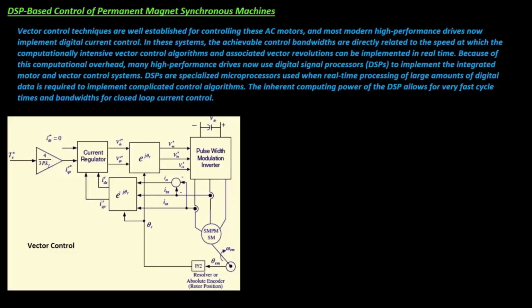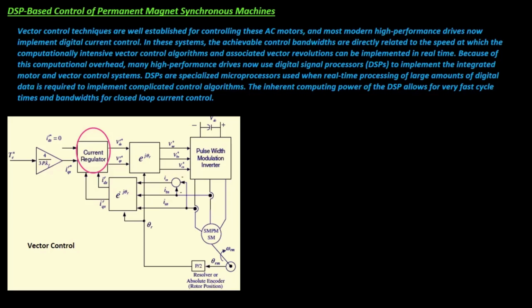Vector control techniques are well established for controlling AC motors, and most modern high-performance drives now implement digital current control. In these systems, the achievable control bandwidths are directly related to the speed at which the computationally intensive vector control algorithms and the associated vector rotations can be implemented in real time.